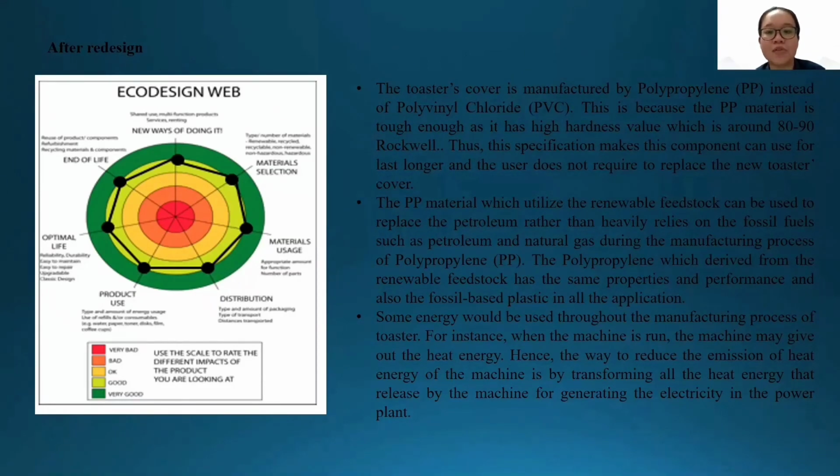The PP material utilizes renewable feedstock, and it can be used to replace petroleum rather than relying heavily on fossil fuels such as petroleum and natural gas during the manufacturing process of polypropylene. It is derived from renewable feedstock and has the same properties and performance as fossil-based plastic in all applications. Other than that, energy could also be released to the environment, especially during its manufacturing process. In order to overcome this issue, heat energy released from the machine can be converted into electricity.